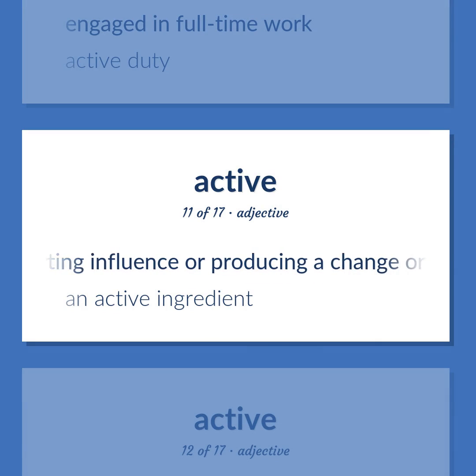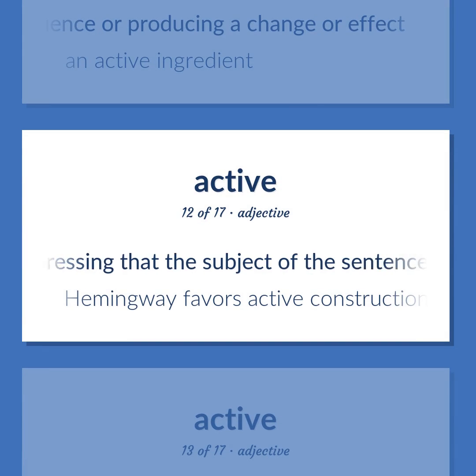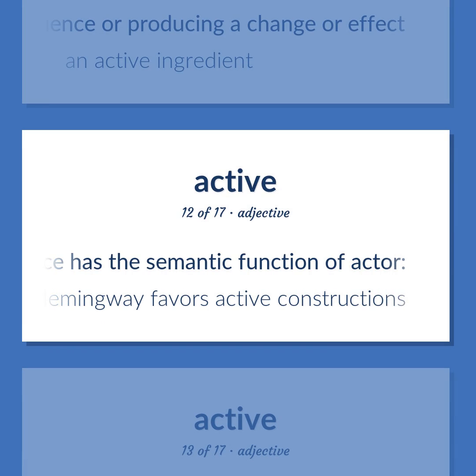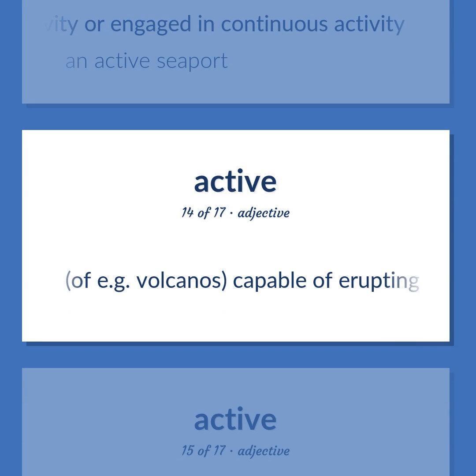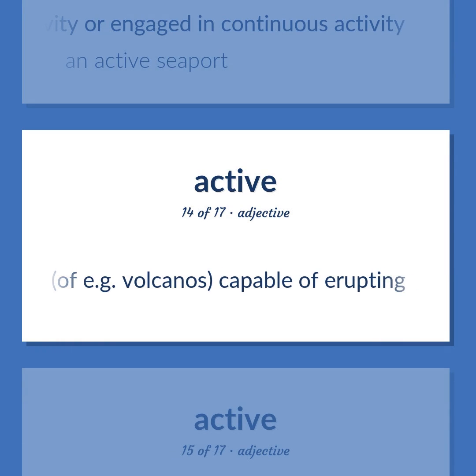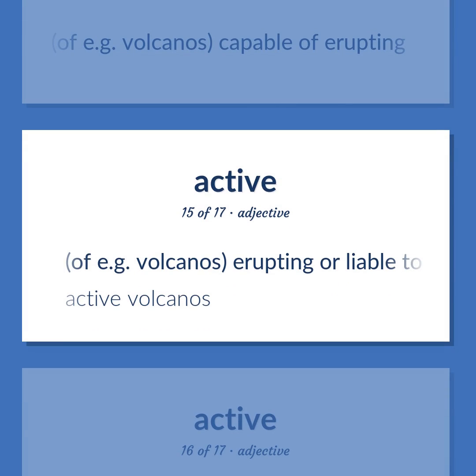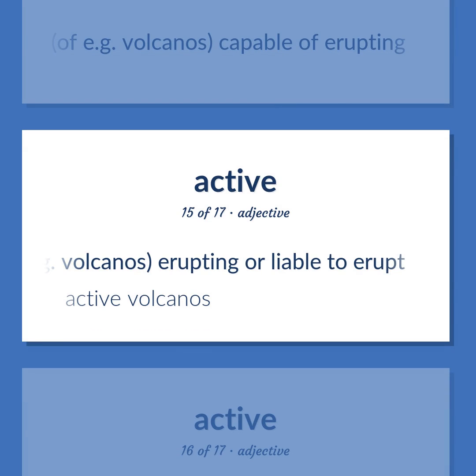Exerting influence or producing a change or effect. An active ingredient. Expressing that the subject of the sentence has the semantic function of actor. Hemingway favors active constructions. Full of activity or engaged in continuous activity. An active seaport. Of e.g. volcanoes, capable of erupting. Of e.g. volcanoes, erupting or liable to erupt. Active volcanoes.